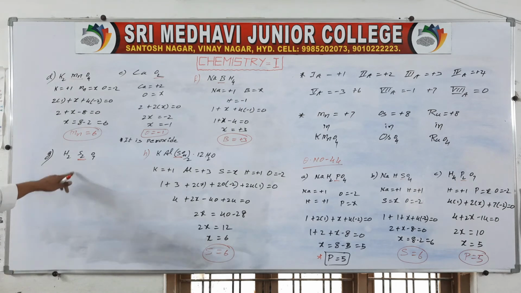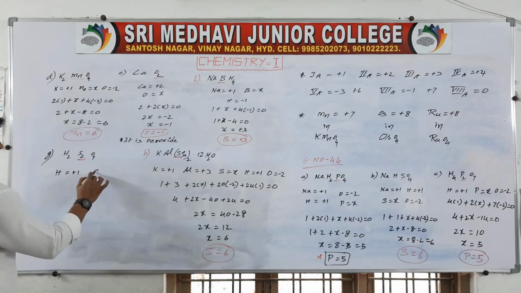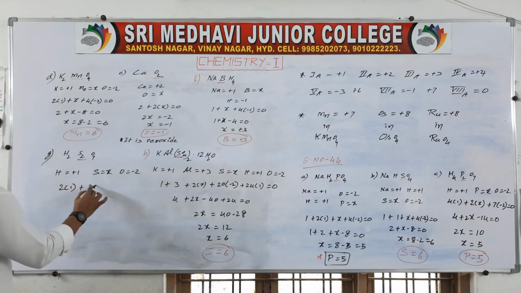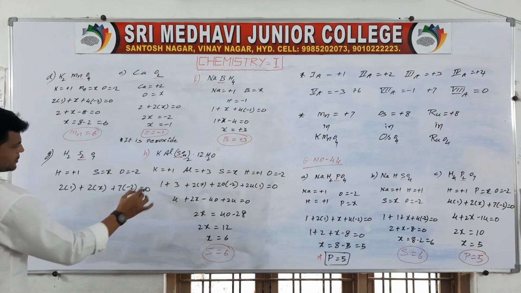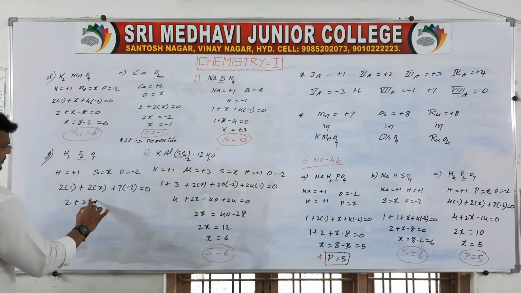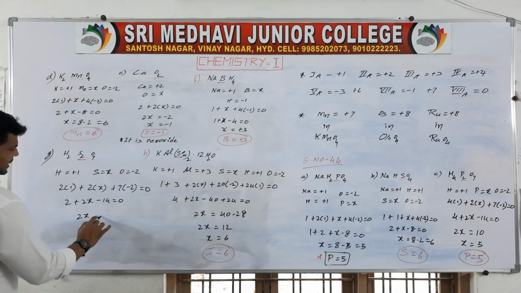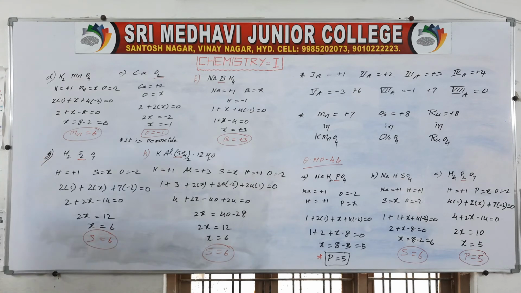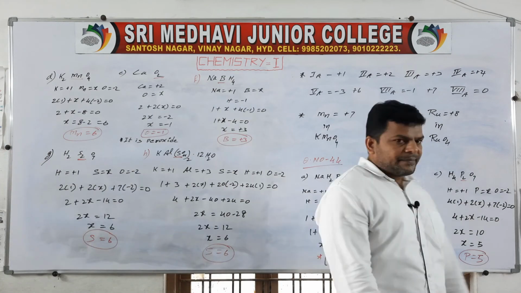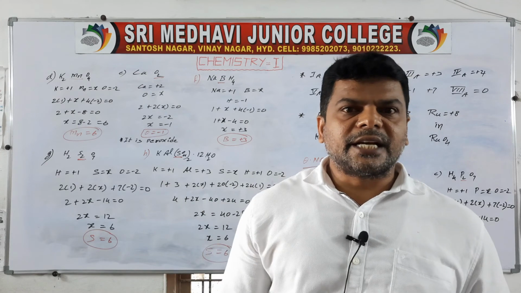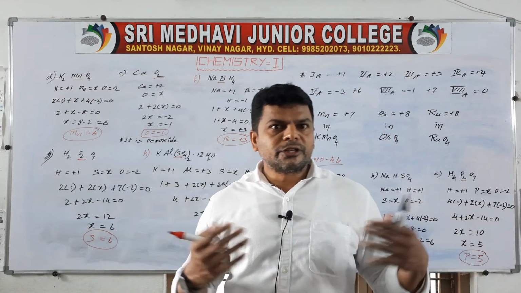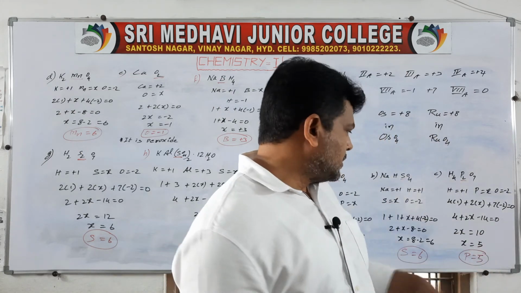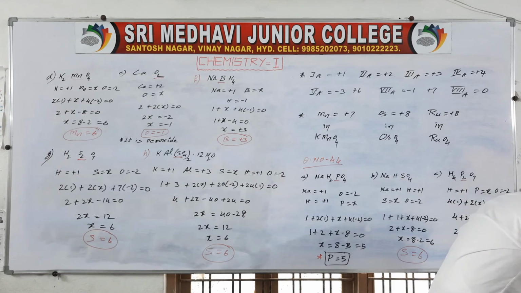Understand? Then this one: hydrogen plus 1, sulfur X, oxygen minus 2. 2 into 1 plus 2 into X plus 7 into minus 2 equals 0. So 2 plus 2X minus 14 equals 0. 2X equals 12. So X equals 6. So sulfur equals 6. Okay, so this is the way we calculate oxidation states when the rules are known. Very important topic. Then you have to practice. So one more question we are going to discuss here.